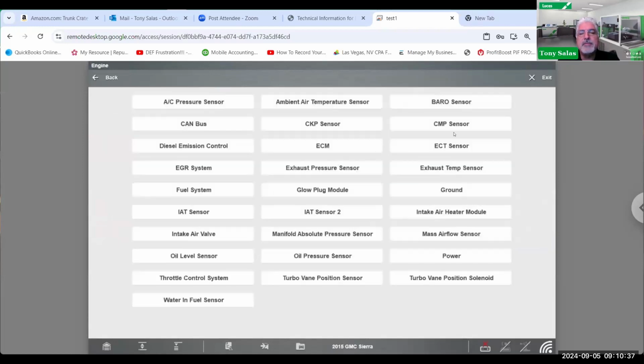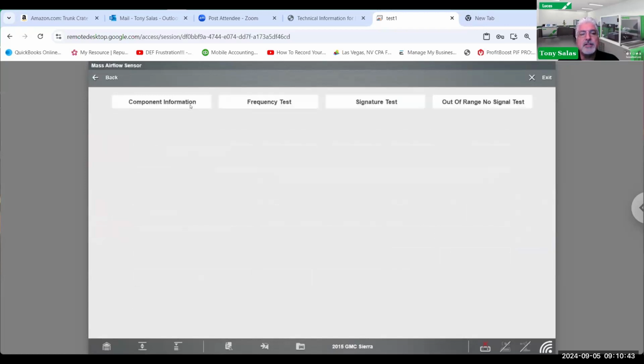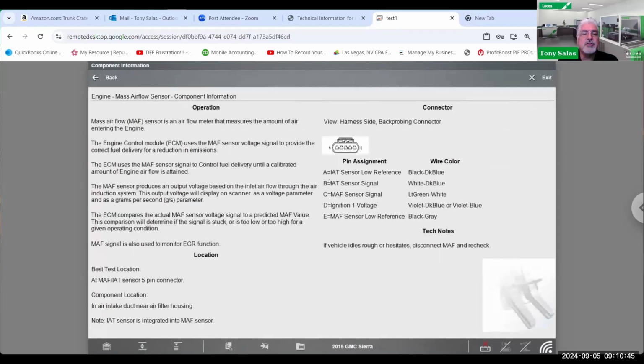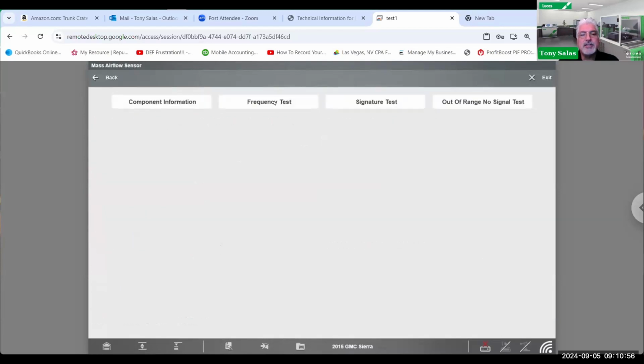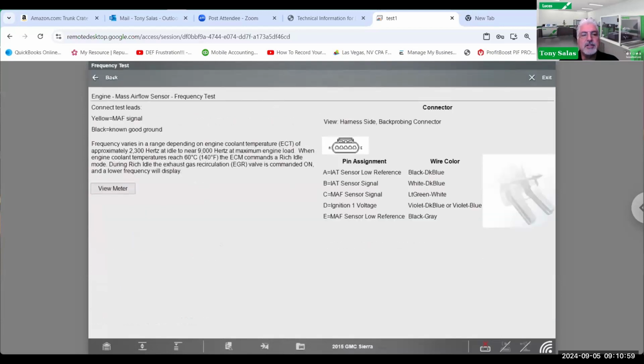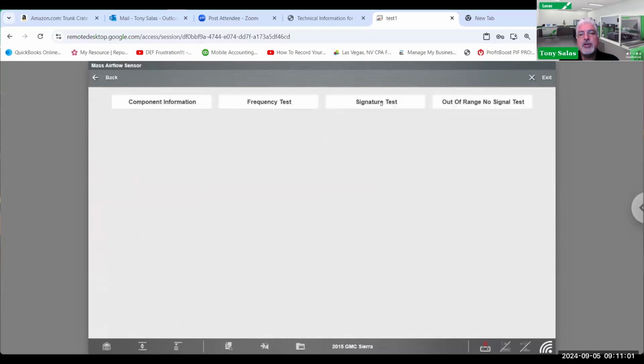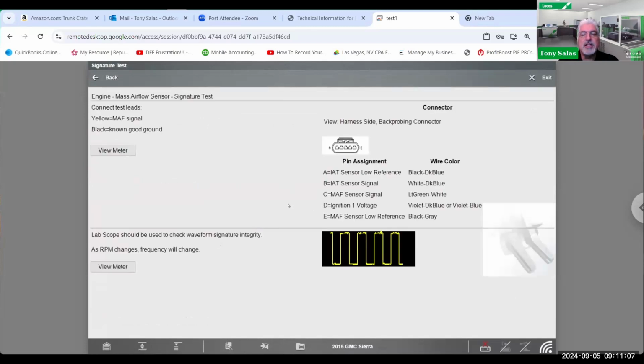Now, let me pick, for example, a very popular sensor that a lot of guys struggle with, and that would be the mass airflow sensor. So if I scroll on the mass airflow sensor, again, there's the description and operation, there's the connector in view. It tells me what each wire is. However, can I actually use the scan tool to evaluate the reading? Well, in this case, it'll tell you a frequency test, right? Tells you what to test. In other words, you're hooked up live on the scope with the meter to know what's going on here. So in this case, that's what I'm looking at here.